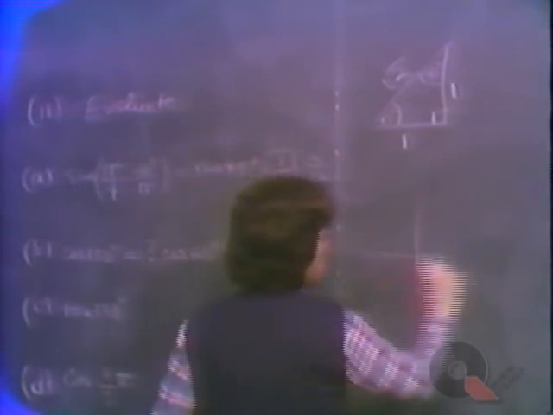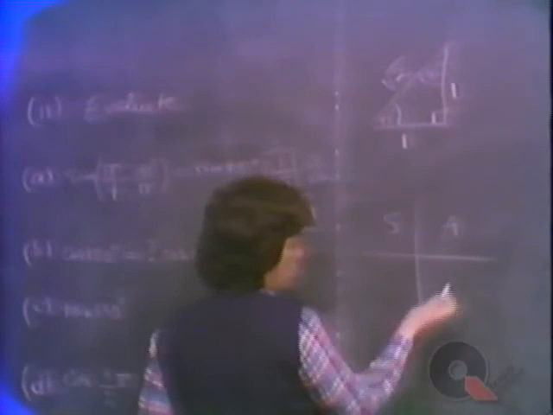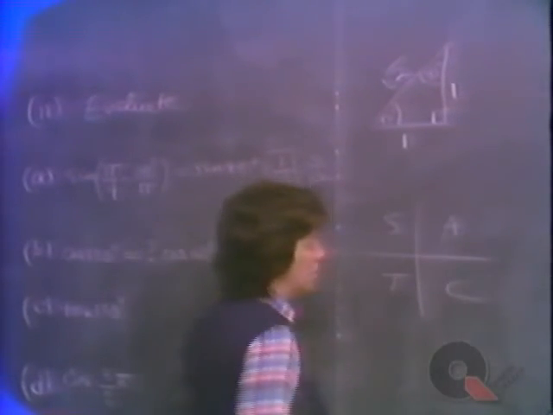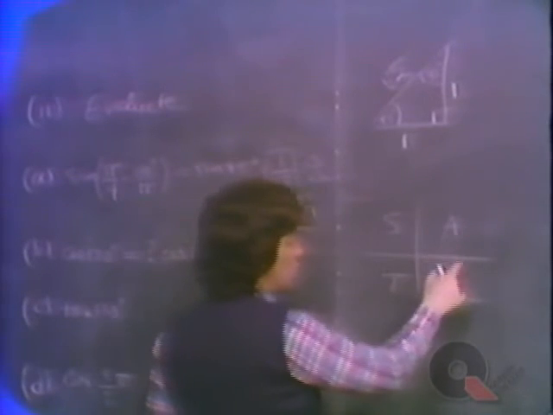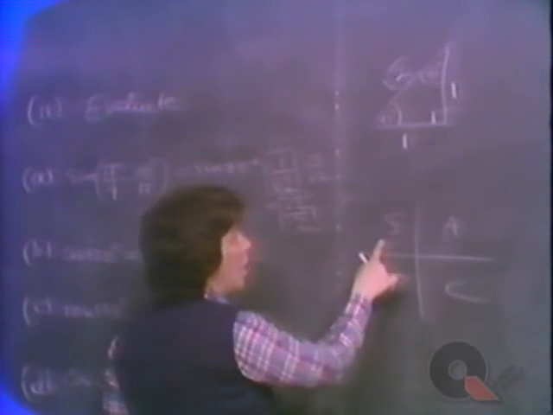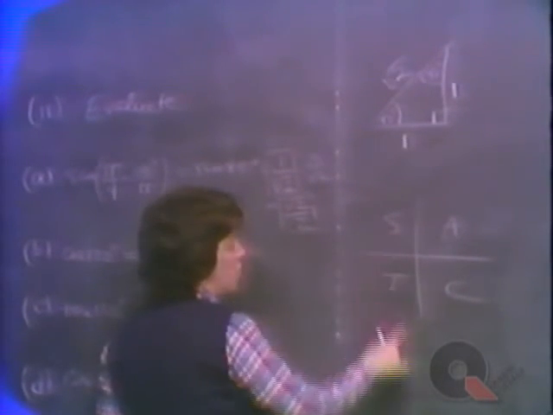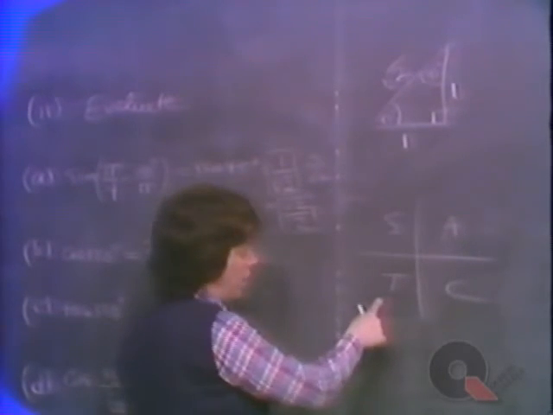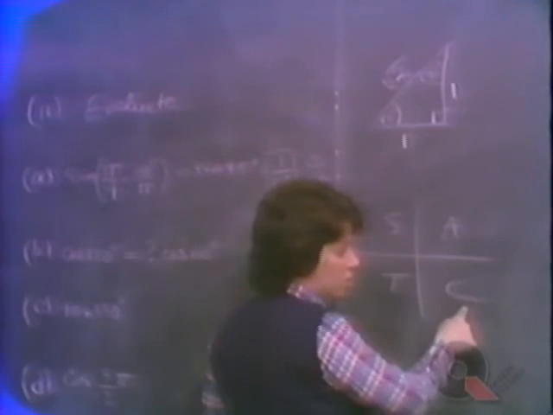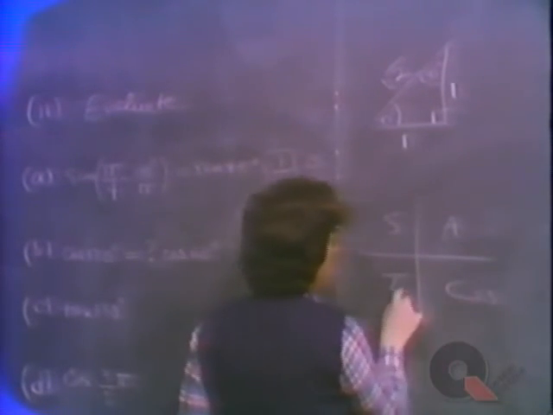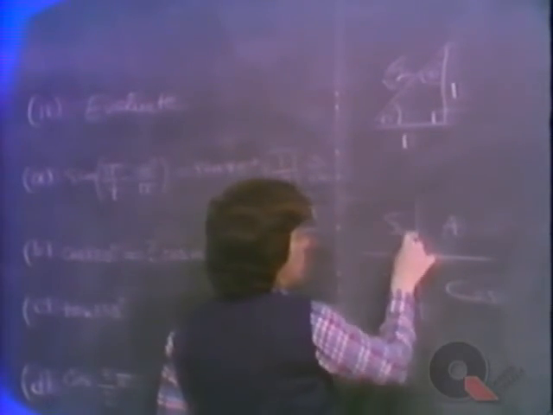Now, the plus or minus sign is determined according to the following chart. All students take calculus. This means that all the trig functions are positive in the first quadrant. Sine and its reciprocal cosecant are positive in the second quadrant. Tangent and its reciprocal cotangent are positive in the third quadrant. Cosine and its reciprocal secant are positive in the fourth quadrant.